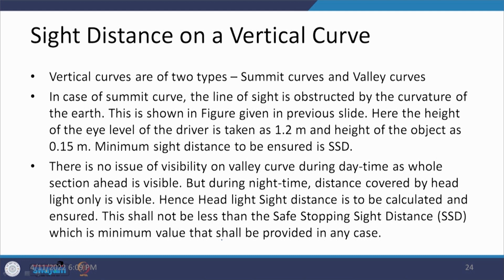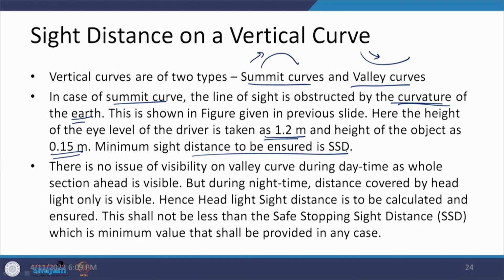What it says is we can have two types of curves, the summit curves and the valley curves. Summit curves like this and the valley curve like this. In the case of summit curve, the curvature of the earth is creating an obstruction. We need to ensure the height of the eye of the driver as 1.2 meters and the height of the object as 0.15 meters, and if we ensure that, then whatever is the distance there, that should be minimum equal to SSD. So, that is the minimum value which has to be there.